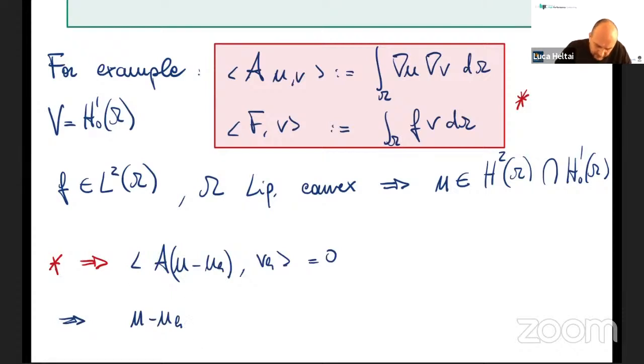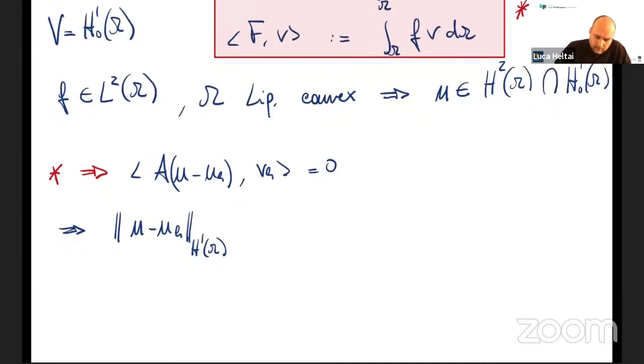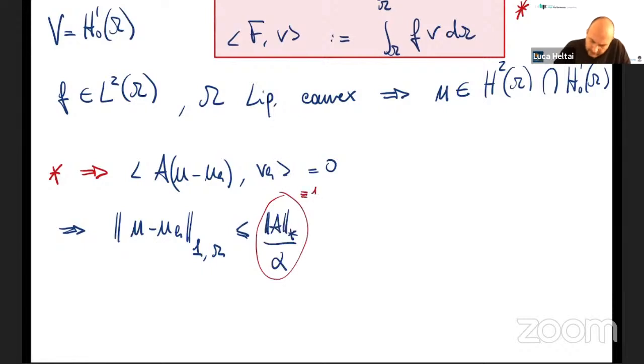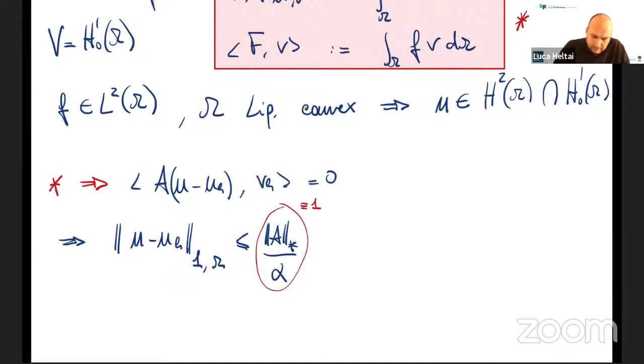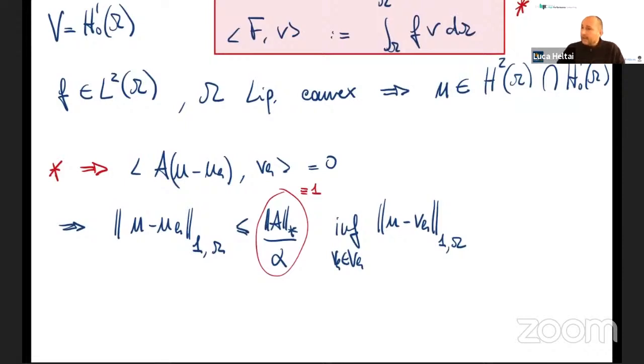now let's be specific about this. So this is the H1 norm of this guy. So with the notations that we had before, this would be the one omega norm. So the norm of U minus UH is smaller or equal than the norm of A star divided by alpha, which in our particular case are equal to one. So this guy over here is equal to one in our particular case that we showed above. But what we can say here is that this is equal to the infimum for VH in capital VH of the norm of U minus VH in one omega, okay? And now here is exactly where I want to apply the results that we just had.